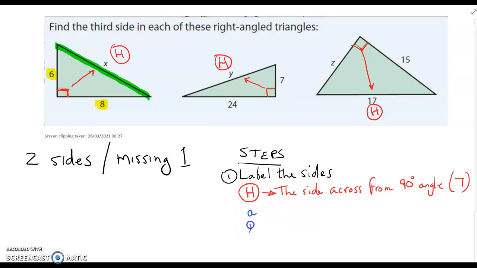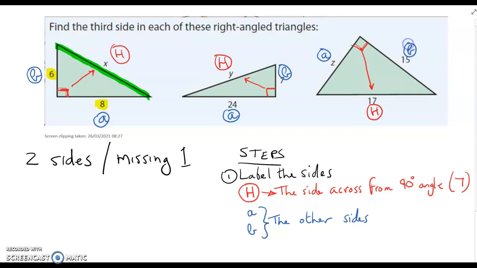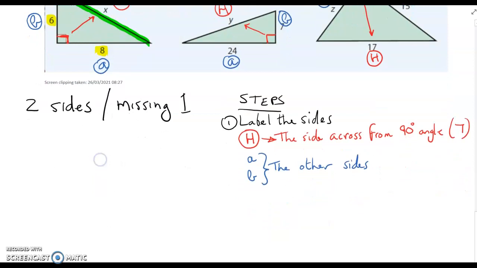The other two sides, A and B, it doesn't matter which is which. So I can call this one A and this one B, or if I wanted, I could call this one A and this one B. It doesn't make a difference. So we call that one A, and this one B, and we call this one A, and this one B. Okay, so we've labeled the sides.